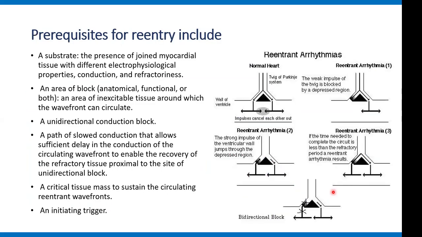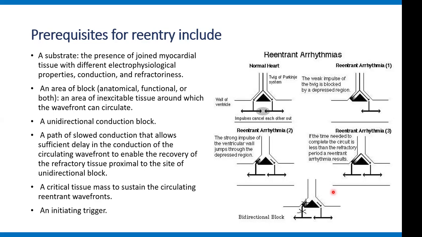So for you to have a re-entry arrhythmia, let's remember these things. You need a substrate. So you need the presence of myocardial tissue that has different electrophysiological properties, conduction properties, and refractoriness from the normal tissue. So when that is there, that is a substrate for a re-entry mechanism. Then you have an area of block, which can be anatomical or functional. Like I mentioned, a scar is anatomic. A condition like Brugada or early initial phases of MI can be functional, or you can have both.